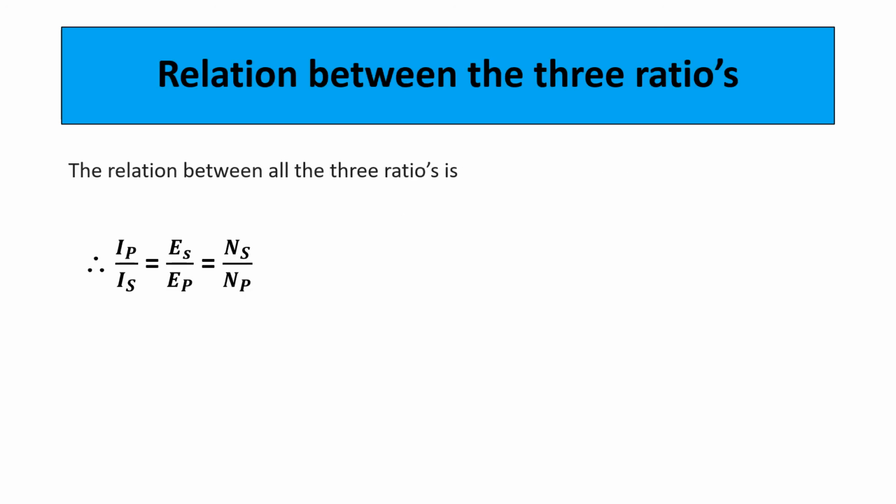Please remember the relation between the three ratios. The relationship is Ip by Is is equal to Es by Ep is equal to Ns by Np. It is easy to remember this. Remember, voltage ratio is the same as turns ratio. Therefore, Es, Ns, Ep, Np. But when it comes to current, you must take Ip by Is.